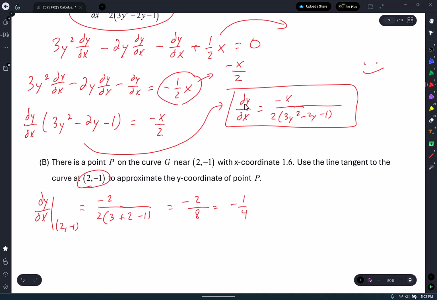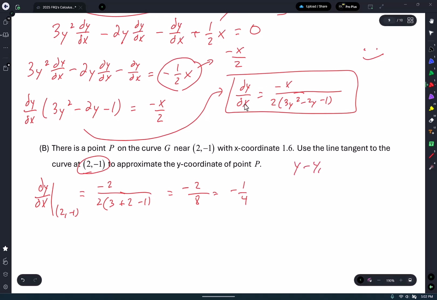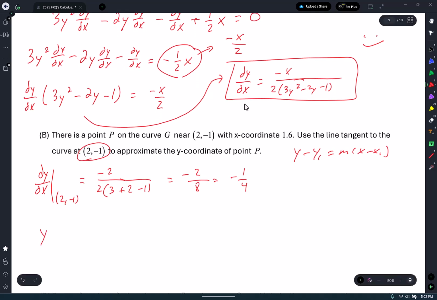And then here's my point. So I'm just going to use y minus y1 equals slope times x minus x1 from your algebra days. So here's why we took algebra, guys. So we're going to go y minus a -1, so plus 1 equals -1/4 parenthesis x minus 2, close. And there it is. This is my tangent line. This is what I'm going to use to approximate my y value.